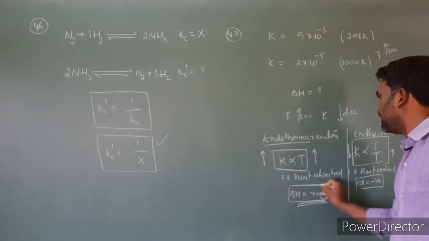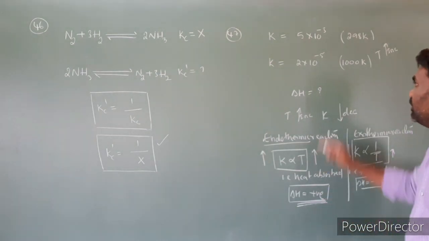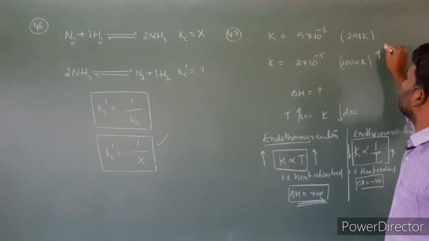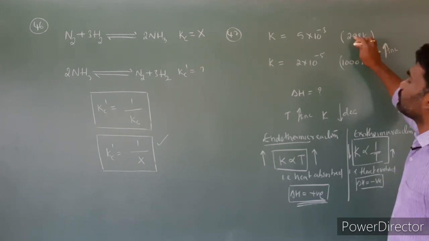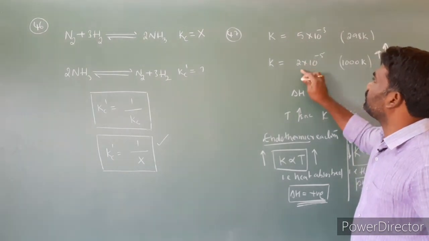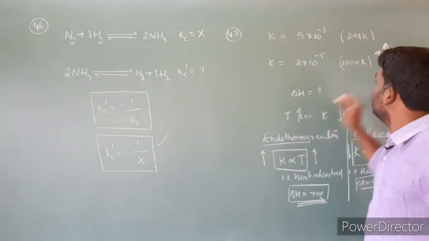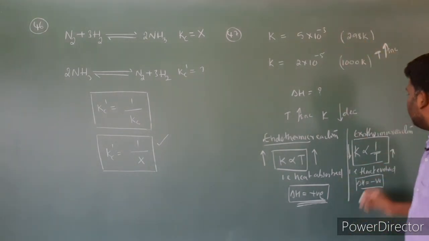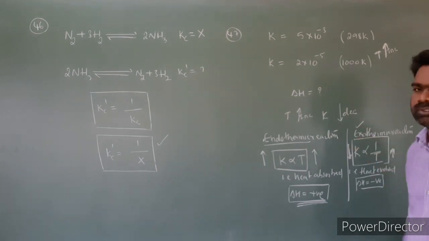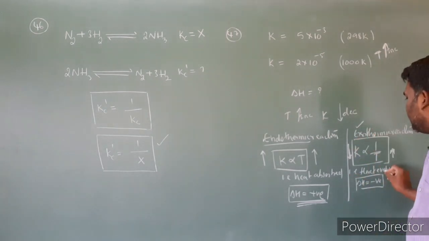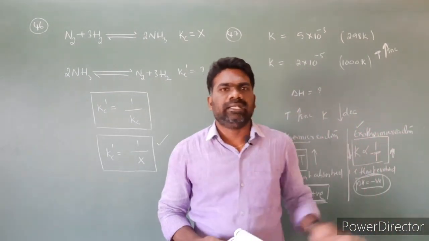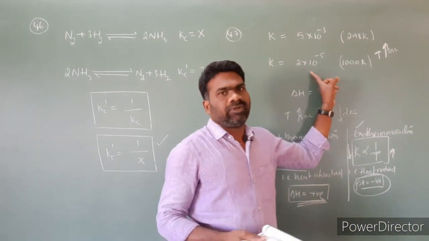In the case of endothermic reaction, delta H is positive. Look at here. From here to here, temperature increases from 298 to 1000 Kelvin, but K decreases. Temperature increases, K decreases. That is nothing but an exothermic reaction, where heat is evolved. Delta H is negative according to the given data.